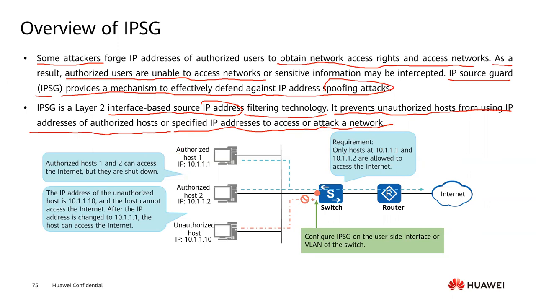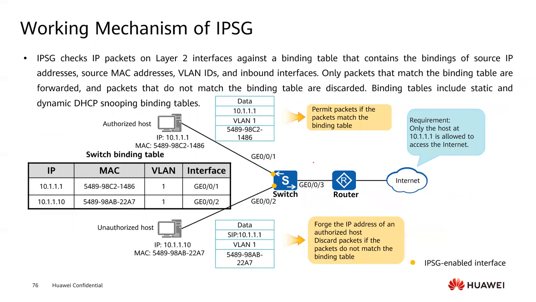Now you can find that we have three PCs with different IP addresses. Authorized hosts 1 and 2 can access the internet. The IP address of the unauthorized host is 10.1.1.10, and this host cannot access the internet. After the interface's IP address is changed to 10.1.1.1, the host can access the internet. That is the requirement. We can configure IPSG on the user-side interface of the switch. But how does IPSG check it? Let's look at that.